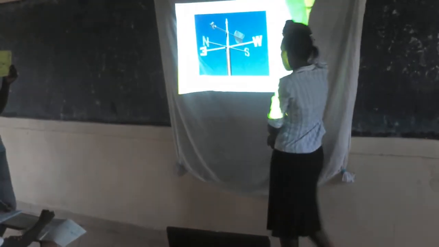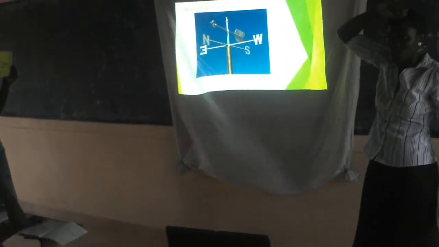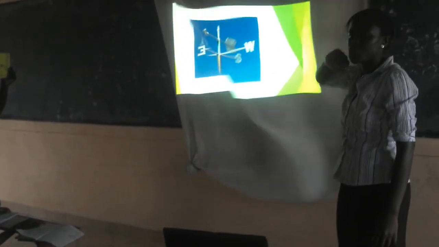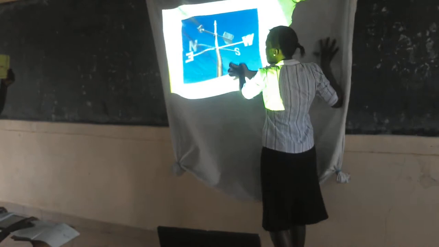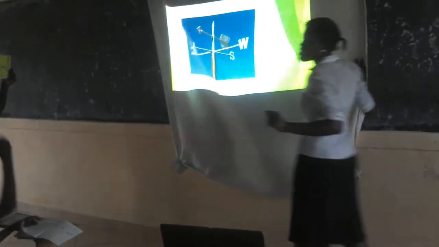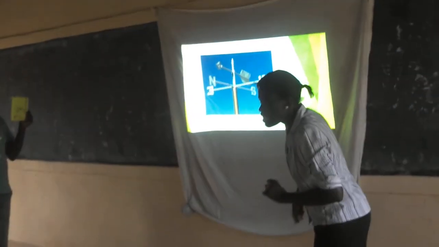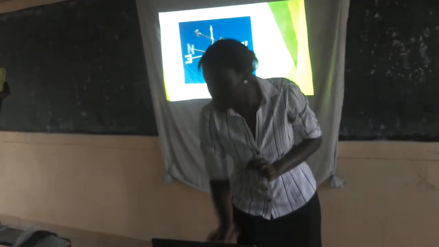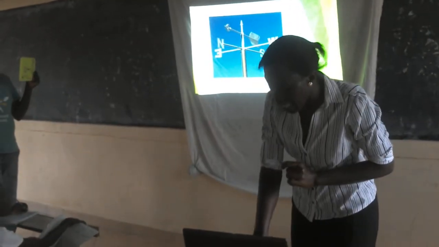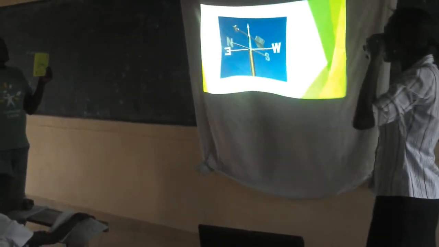Where is it blowing from? Where is it coming from, Eunice? She's saying west. She has tried, that is a good trial, Eunice. Though if we check at it carefully, we realize that it is not from the west. But that is a good trial. Any other trial? Yes, Bernard. It is coming from south. That is good. So that weather instrument we talked about is a wind vane, and it shows the direction of the wind.